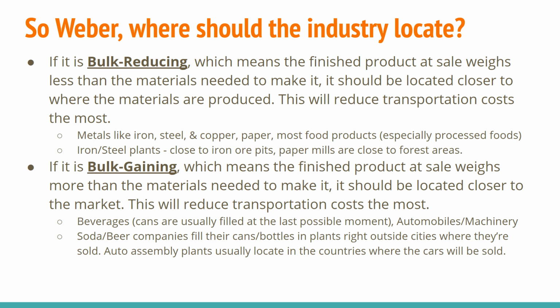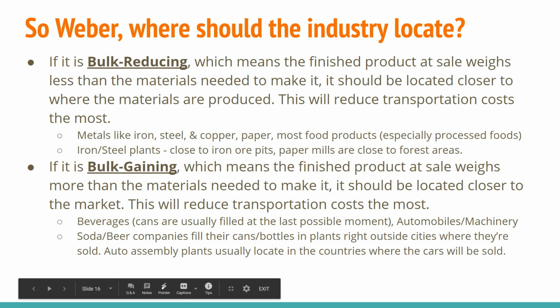Those individual pieces are shipped to the facilities, and then the car or the machinery is assembled at the very last minute before it is sent to the market to be sold. That way, the heaviest part of the process, when the product is put together, has to be transported the least amount of time. So Weber argues if you're bulk reducing, locate closer to your materials. If you're bulk gaining, locate closer to your markets.